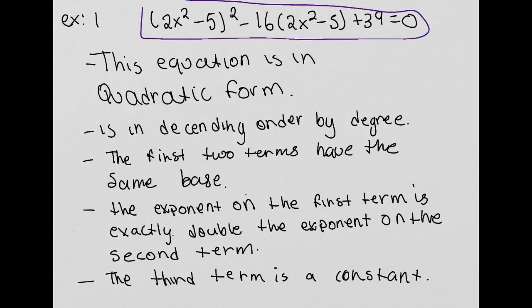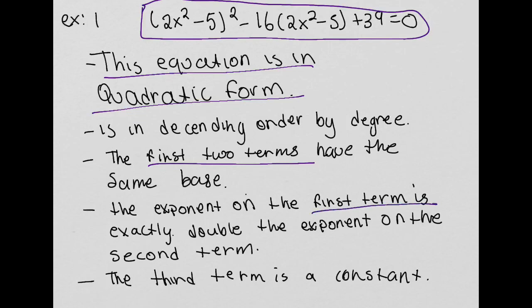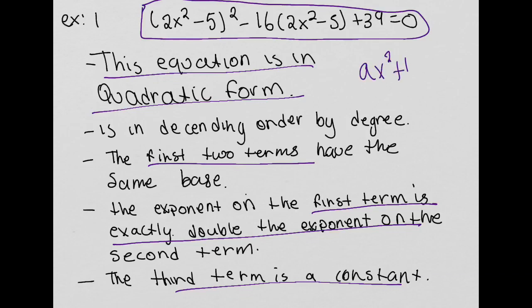It does seem a bit big, right? And there's things inside parentheses, things raised to a higher power other than 1. So this equation is in quadratic form. It's in descending order by degree. The first two terms have the same base, which is 2x squared minus 5. The exponent on the first term is exactly double the exponent on the second term. And the third term is a constant. So it is in the standard form. It just has a little bit more for us to work with.